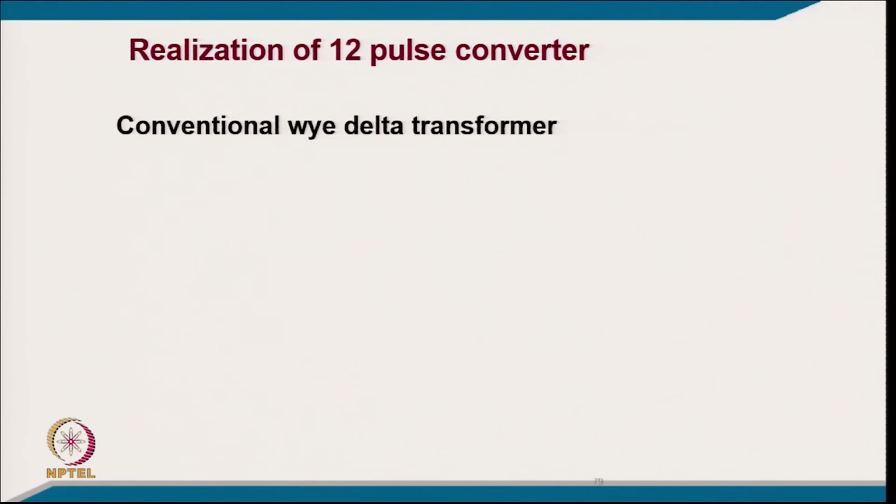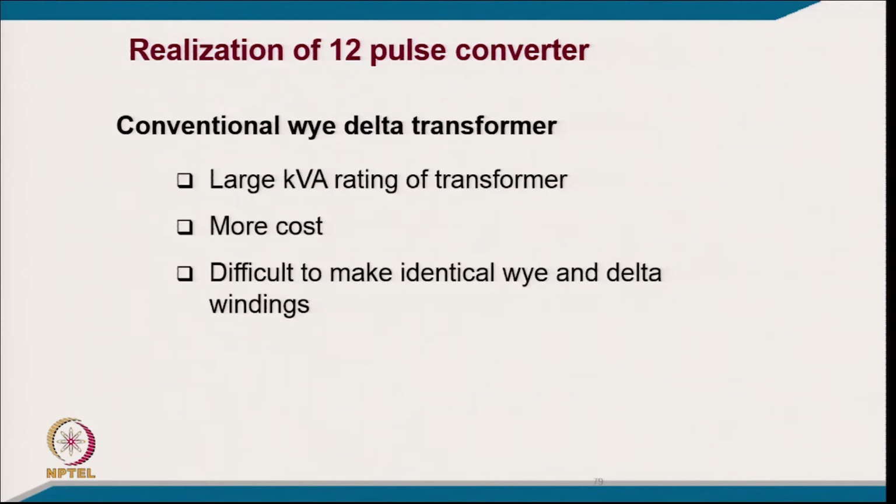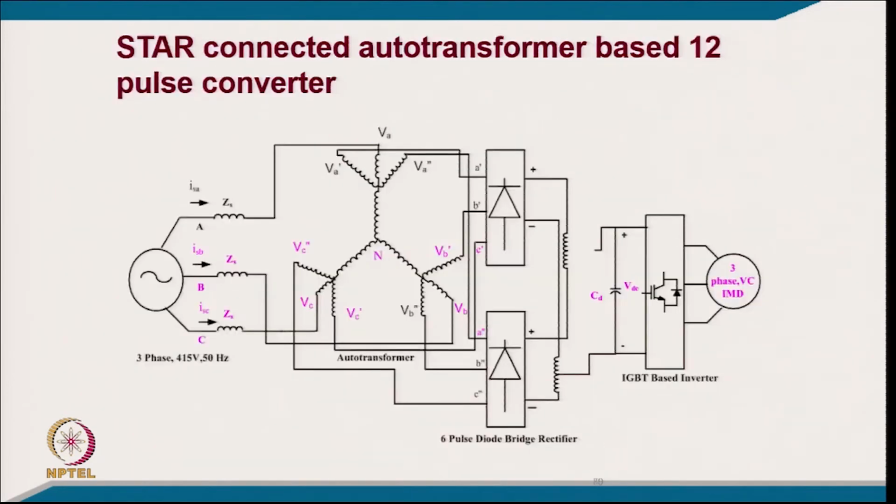So, considering the realization of 12 pulse converter, first we have a conventional star delta transformer which requires a large kVA rating and more cost, and it is difficult to make identical star and delta winding. And this is typically what you can call the star connected auto transformer based configuration. With this type of arrangement, I mean we have a star, it is a non isolated auto connection, we have to provide the phase shift plus minus 15 degree on both the sides, and all these points will be on the circle, so that with respect to neutral you are getting equal voltage.